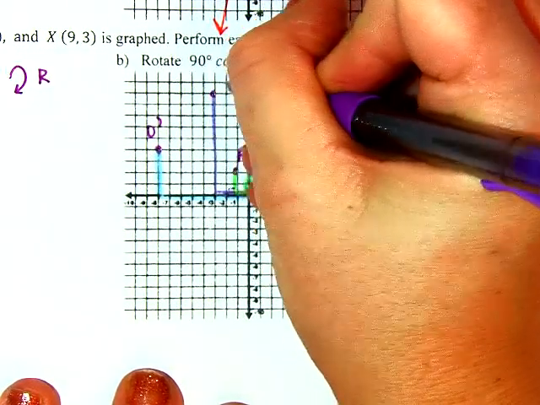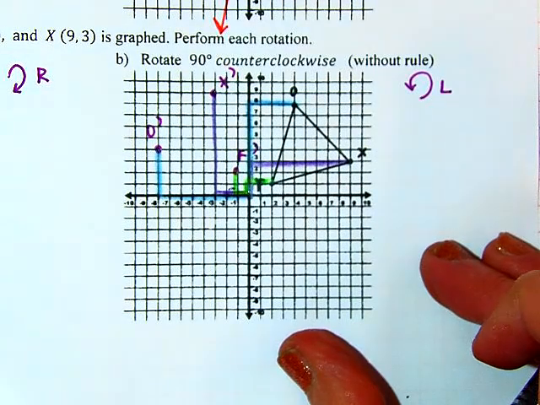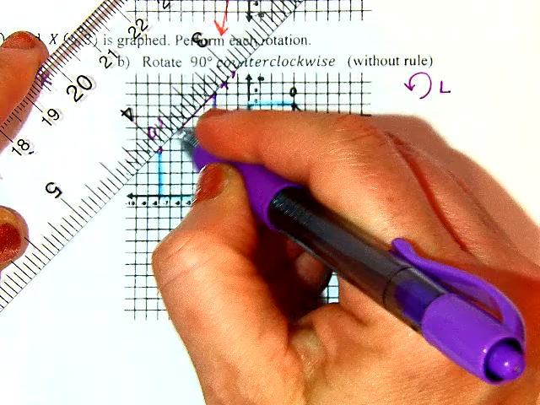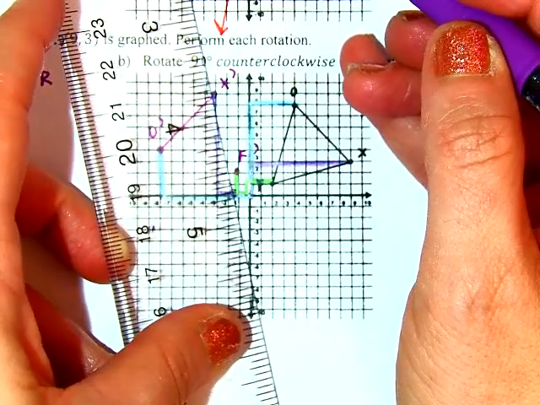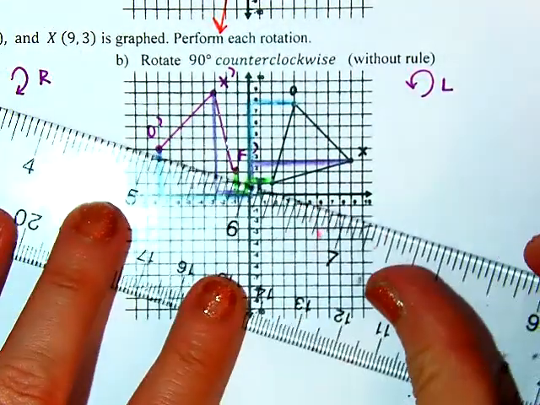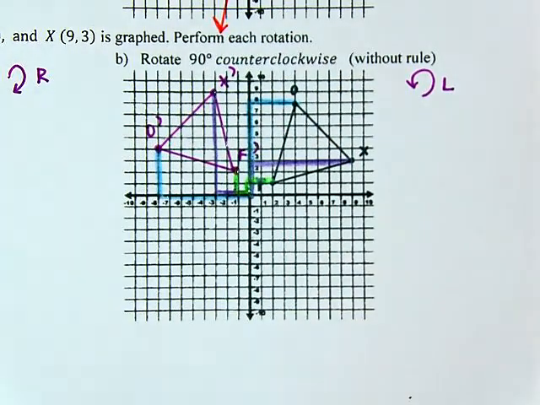Right here is my X prime, and then I can connect my dots here, here, and here. All right, so again, we've rotated around the origin as our center of rotation. I showed you how to do it using that little swinging arm.